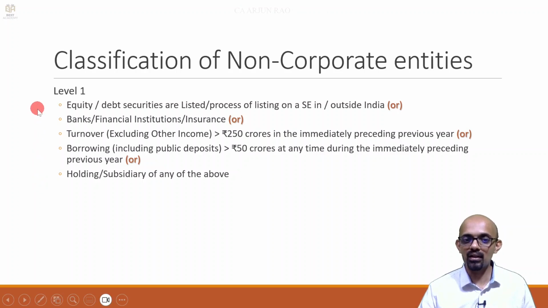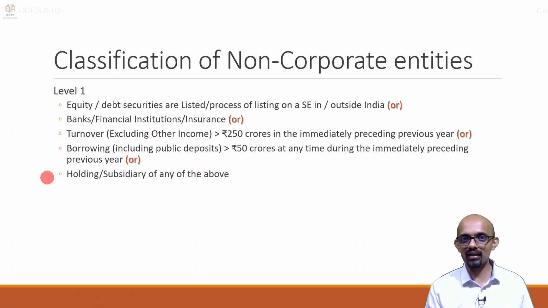Either they are listed, or they are banks, financial institutions, or insurance entities, or turnover excluding other income greater than 250 crores. Remember, it is greater, not greater than equal to. Okay. Greater than 250 crores in the immediately preceding previous year. Borrowing including public deposits greater than 50 crores. Just divide by 5. Any time during the immediately preceding previous year. Holding a subsidiary of any of the above. So you just need to be thorough with the level 1 criteria. For the others, it is just slight modifications.